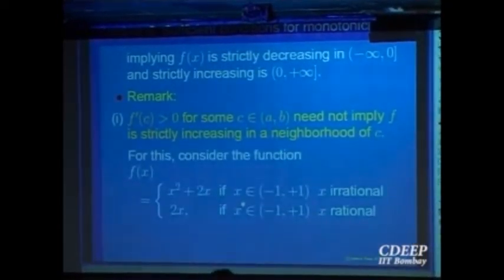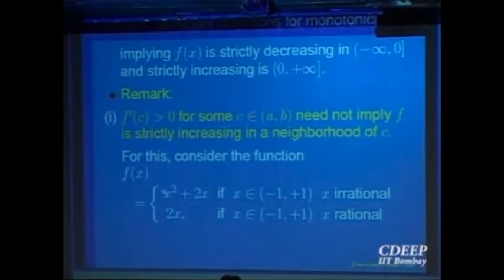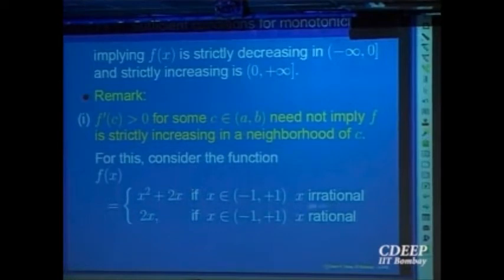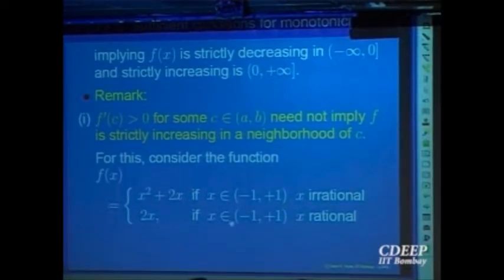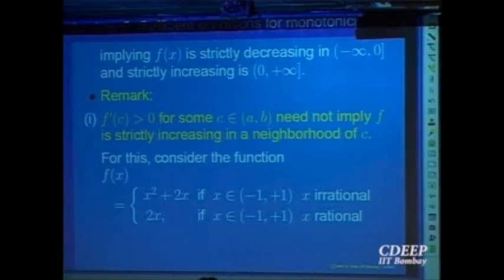So let us give an example to illustrate this. So look at this example. f of x is equal to x square plus 2x if x is an irrational point in the interval minus 1 to 1, and it is 2x if x is rational in the interval minus 1 to plus 1. Okay? Is this function continuous at the point x is equal to 0? Just look at it. Yes, continuous.